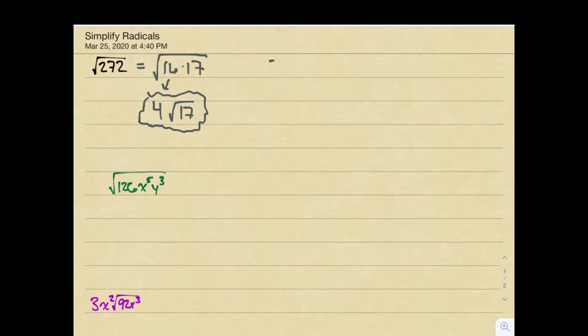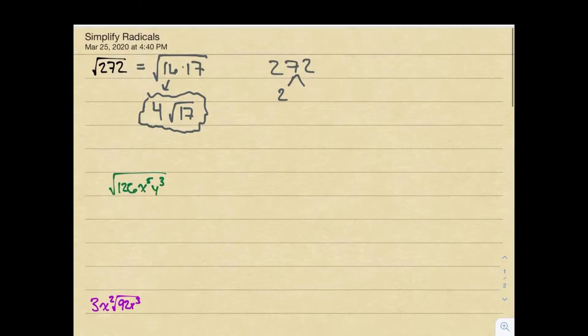Say you're not as experienced with perfect squares, and you have trouble identifying them in larger numbers. We can break it down using a factor tree. Just find two numbers that multiply together to make the number you're looking for. So if we have 272, it's an even number, so 2 definitely goes into it. If I factor out a 2, that's 2 times 136.